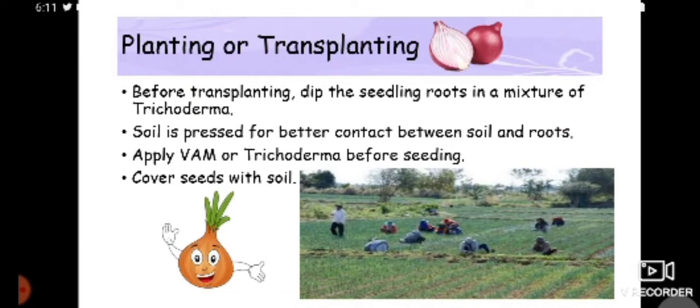Planting or transplanting. Before transplanting, dip the seedling roots in a mixture of trichoderma. Next, soil is pressed for better contact between soil and roots. In direct seeding, 3 to 5 seeds are planted per hill at 6 to 8 centimeters planting distance between hills in the furrow. Third, apply VAM or trichoderma before seeding. Fourth, cover the seeds with soil.